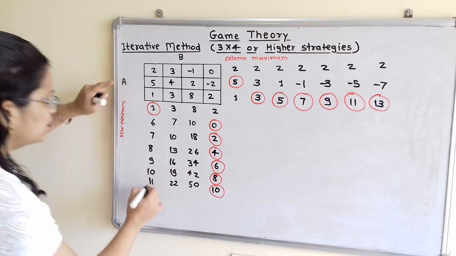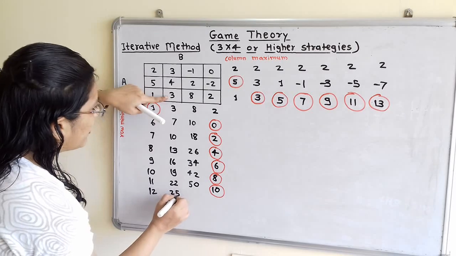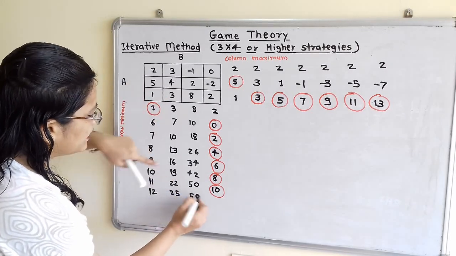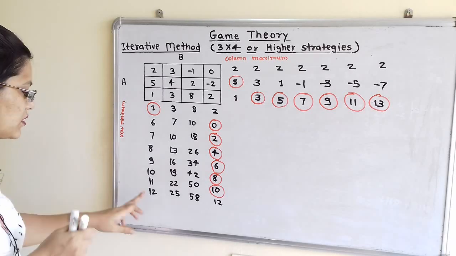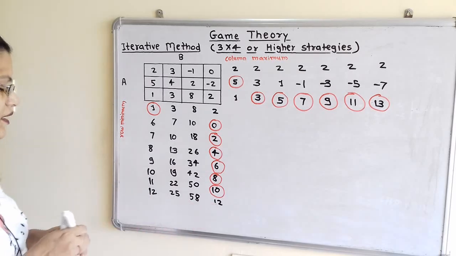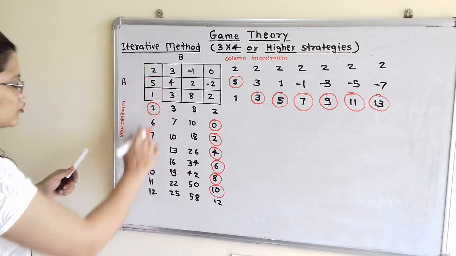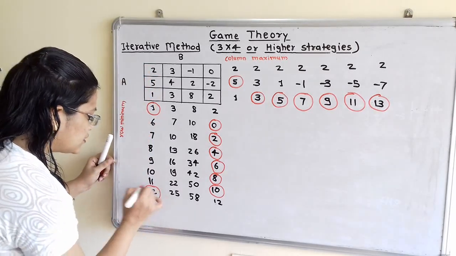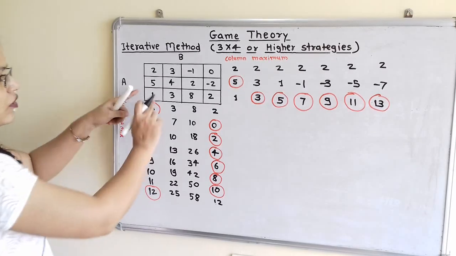11 plus 1, 12. 22 plus 3, 25. Here is 58, and here is 12. So again if we observe both numbers are same, that is 12, 12. So we can choose any number. So I will choose here the first number, that is 12. I will encircle this, and now I will add all these elements.